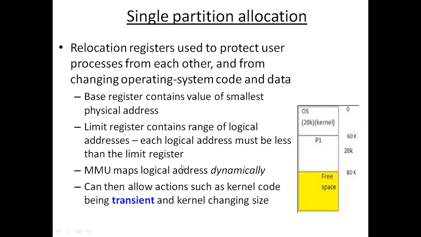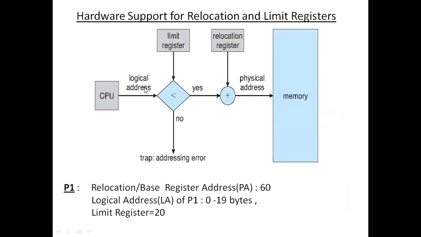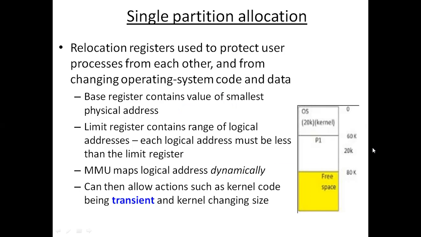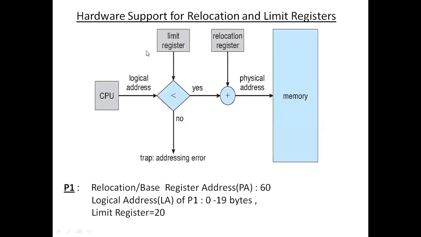Okay. So how does this mapping happen dynamically? The processor produces the logical address and it checks if it's less than the limit address. In this example, what is my limit? 20 kilo, right? So any address generated by the CPU will be checked to see if it is less than 20. Why do I check less than 20? Because my logical address starts from 0 and ends at 19. So let's say I produce address 12. 12 is less than the limit address.